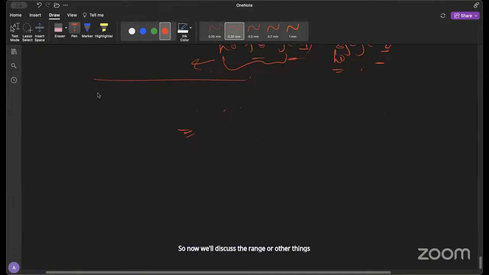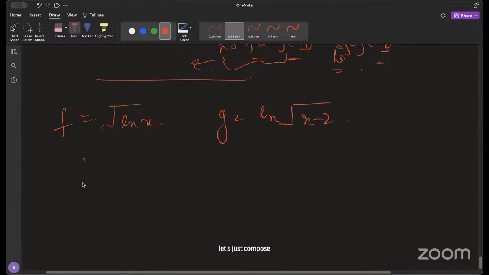Now we'll discuss the range and other things for other parts. So let's do this: let's just have f of x as natural log of x, and g as natural log of square root of x minus 2. Let's just compose these two things. You take FOG, you get natural log of x minus 2, right?